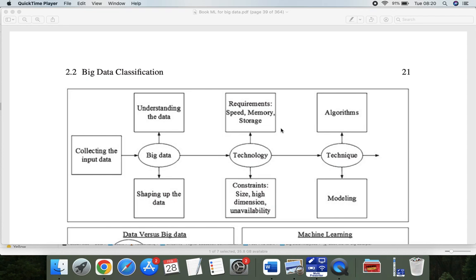Not all the time do you need data in the form of tables. Sometimes you need data in the form of JSON files or some other structured format. It depends upon what kind of analysis you want to perform at later stages. And the second phase is technology.